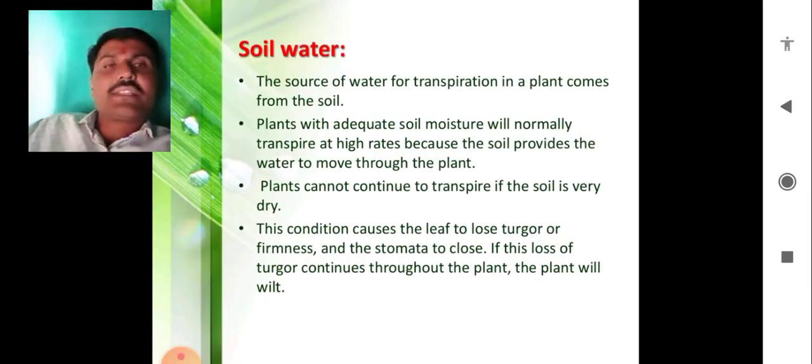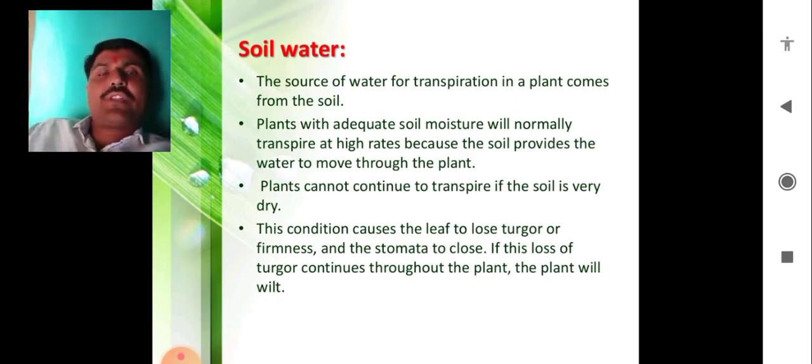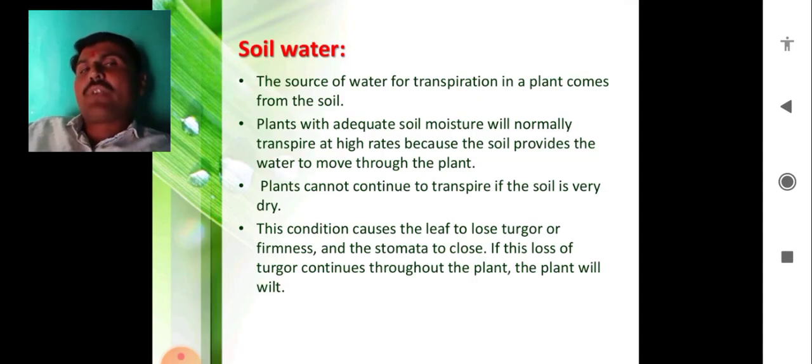Well, the last factor is the soil water factor. This is one of the most important factors, which relies on turgor pressure, on the loss or firmness of turgor pressure. The source of water for transpiration in a plant is the soil. We all know that the water present in the soil is very necessary for growth as well as for the subsequent requirements of processes other than transpiration, and one of these processes is also dependent on soil water.